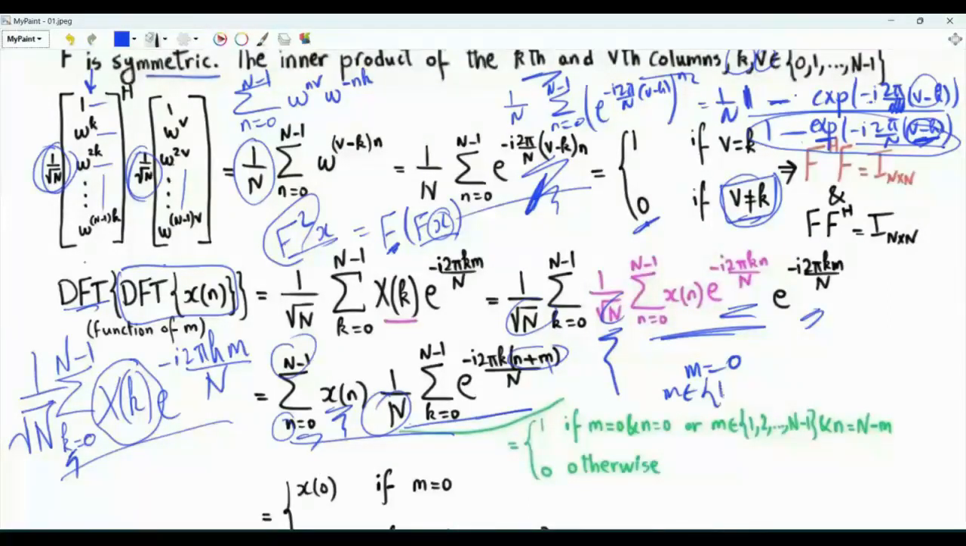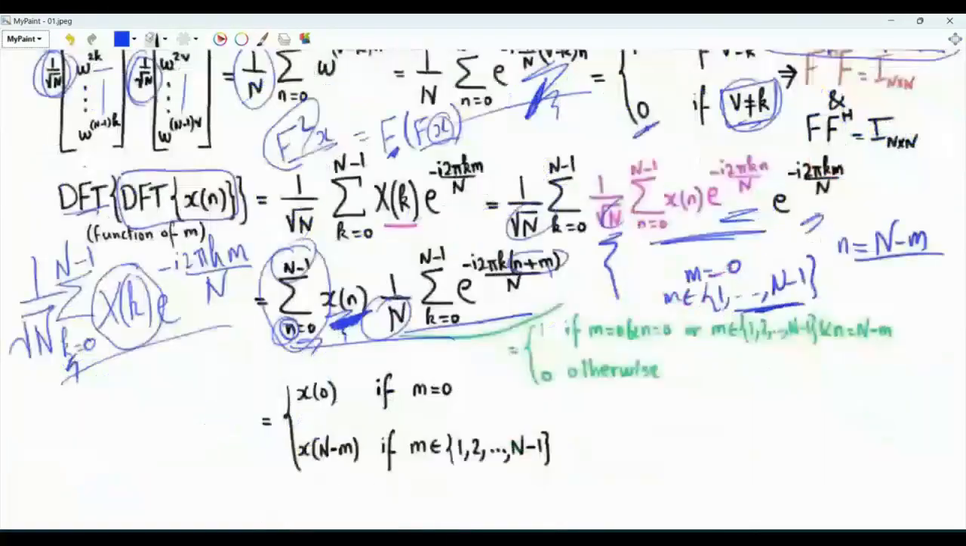Now, if small m is in the set from 1 to big N minus 1, then we have a similar situation. From this summation of N terms, only one of those small x values will be multiplied by 1. And the other terms will be multiplied by 0. Specifically, if small m is any value in this set here, then the surviving term is the term where small n plus m will give us big N. Okay, so n is big N minus m. This will be the surviving term, and the result is x of big N minus m.